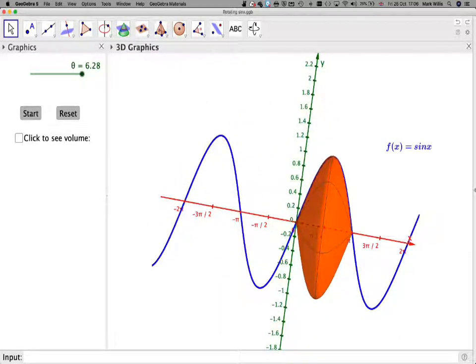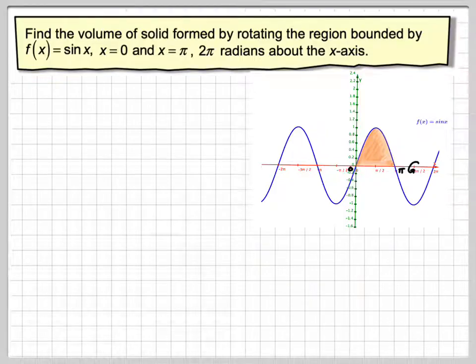Just to remind you, you consider there's lots of little discs between 0 and pi, so it's integrating them between 0 and pi. The area of a circular disc is pi r squared, but r in this case is f of x, so it becomes pi f of x squared. So we're going to have to integrate sine squared x. We'll come back to the GeoGebra app at the end of the video.